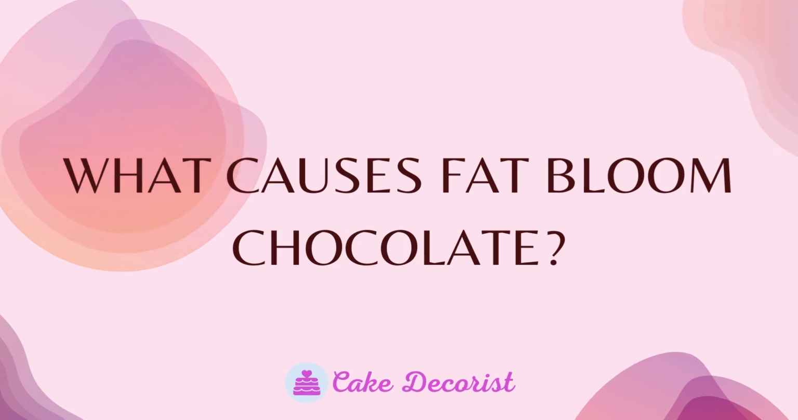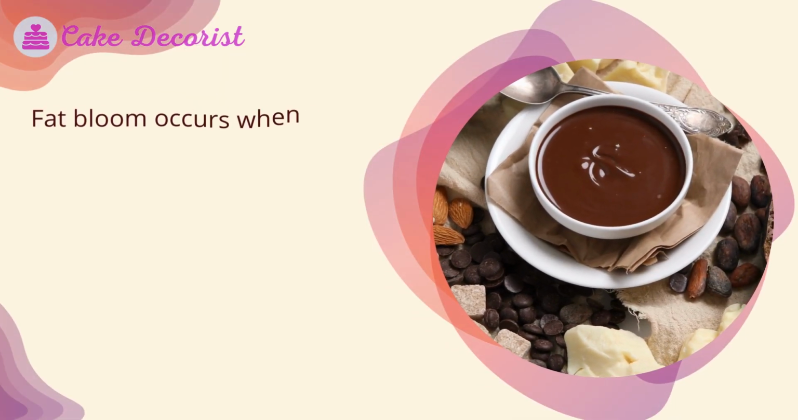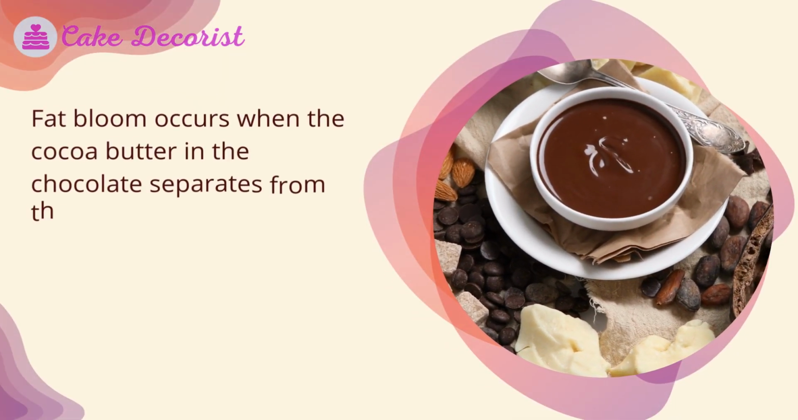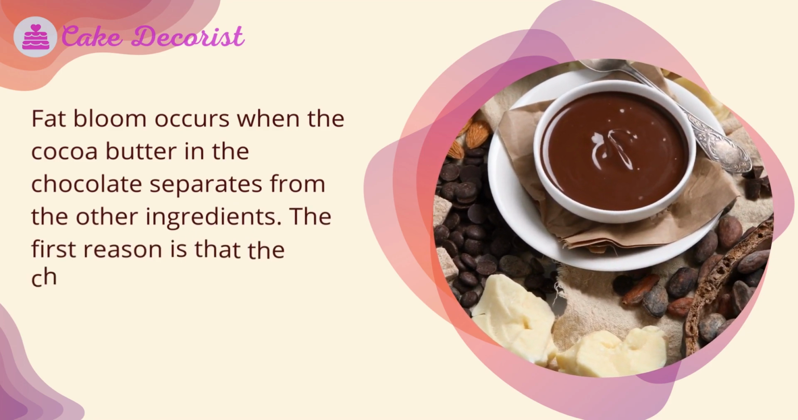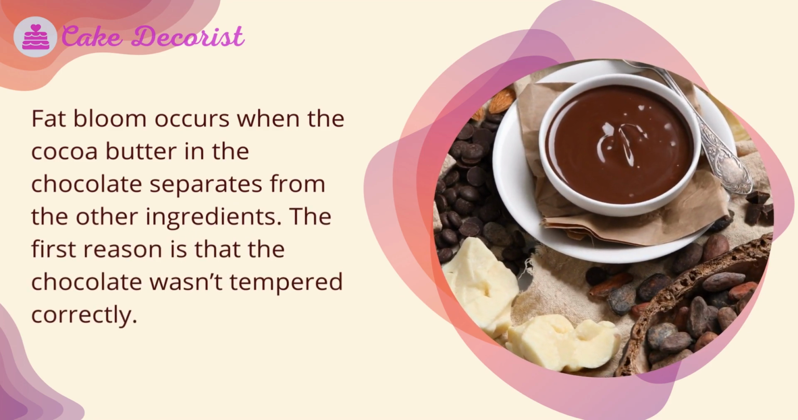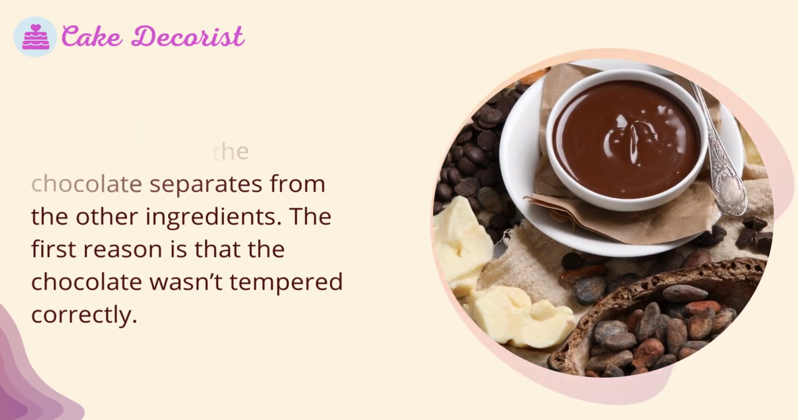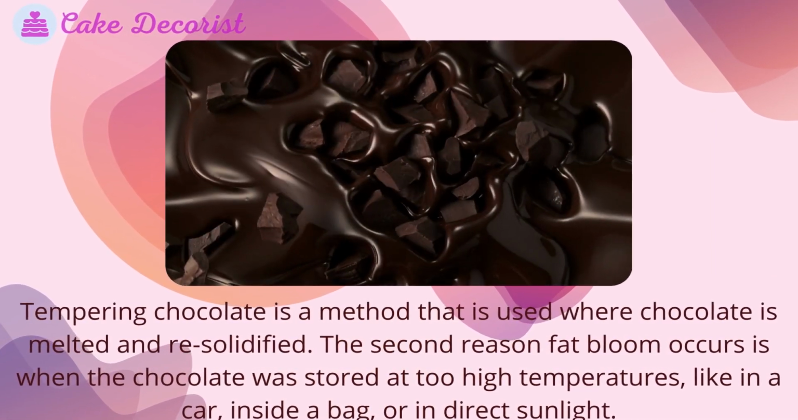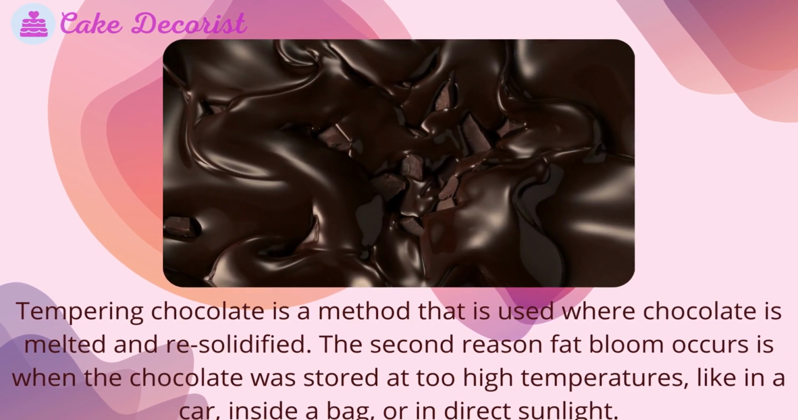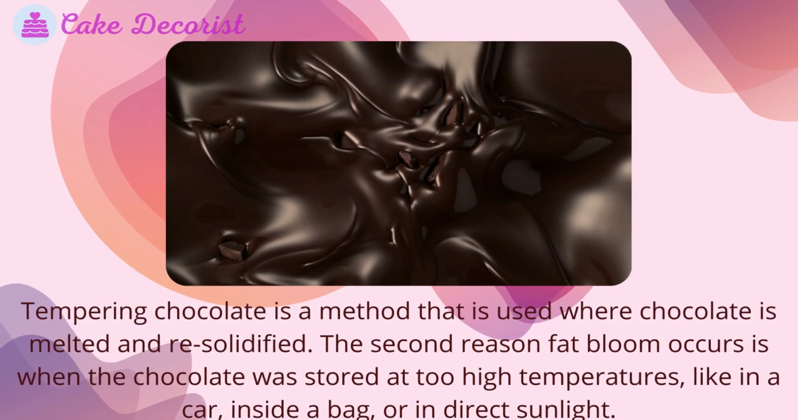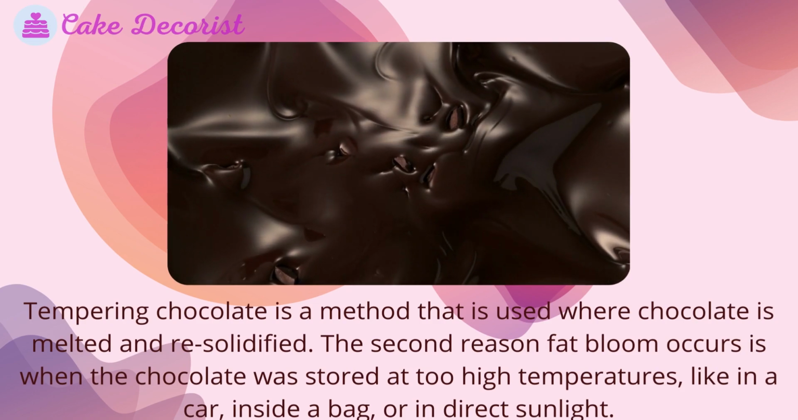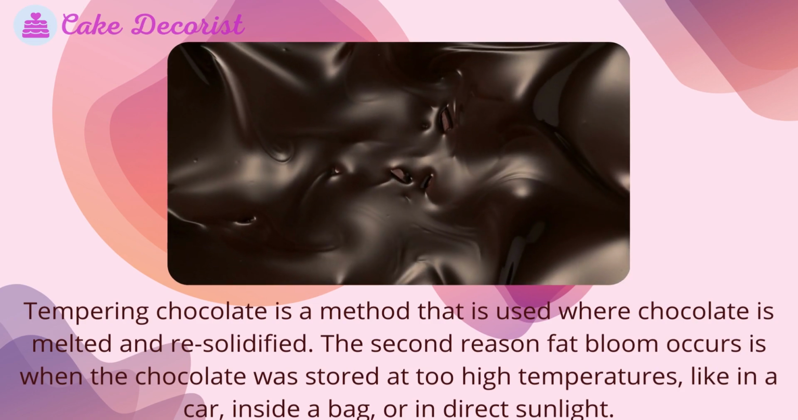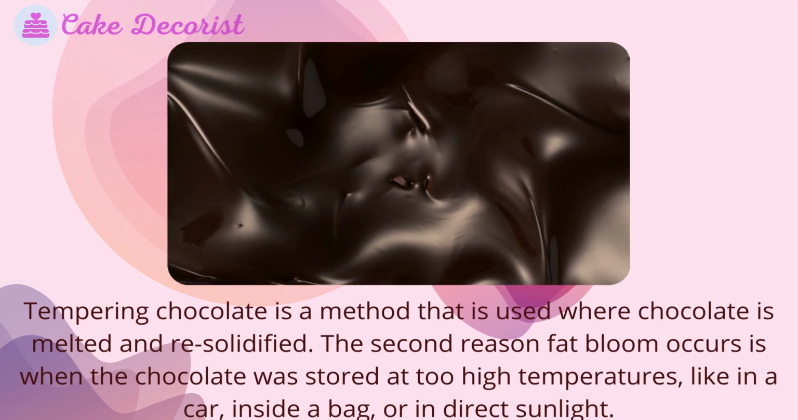What causes fat bloom chocolate? Fat bloom occurs when the cocoa butter in the chocolate separates from the other ingredients. The first reason is that the chocolate wasn't tempered correctly. Tempering chocolate is a method that is used where chocolate is melted and re-solidified. The second reason fat bloom occurs is when the chocolate was stored at too high temperatures, like in a car, inside a bag, or in direct sunlight.